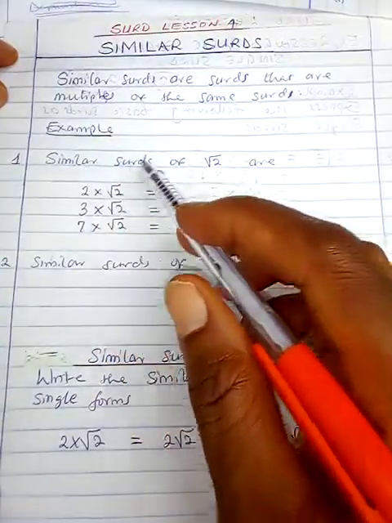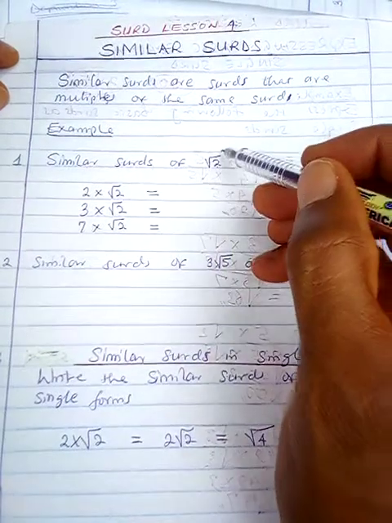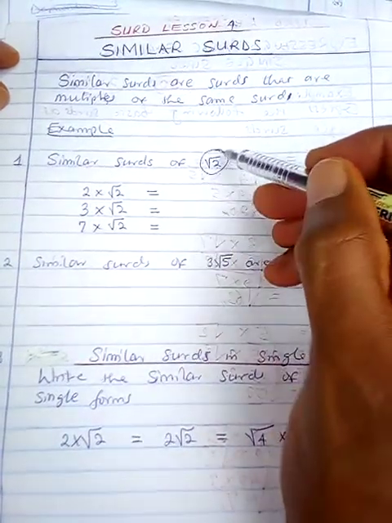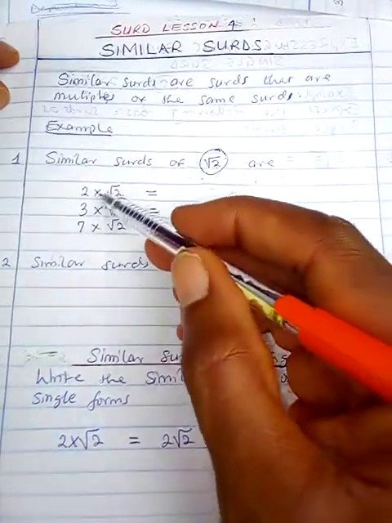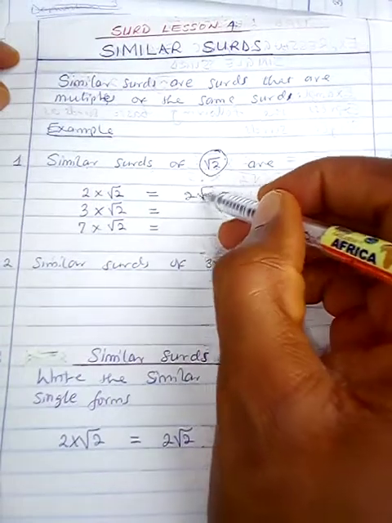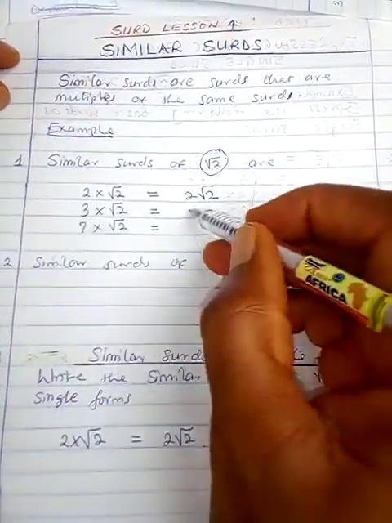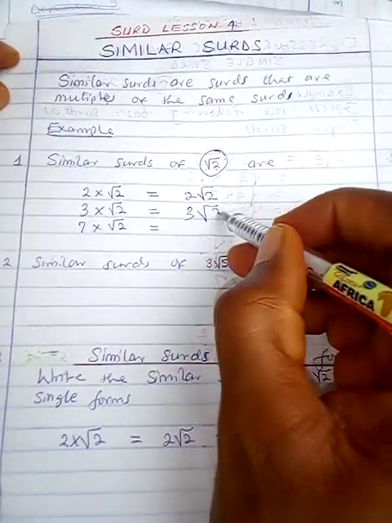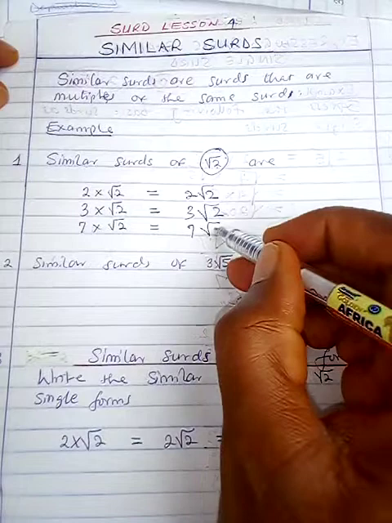So examples are the following. Number one, similar swords of sword 2 are these. Now, this is sword 2. If we are to find the similar sword of this sword, all we do is multiply this sword by other numbers. Like here, we multiply this sword by 2, and then we have 2 sword 2. Then we also multiply the same sword by 3. That gives us 3 sword 2. And then we multiply the same sword by 7. That gives us 7 sword 2.